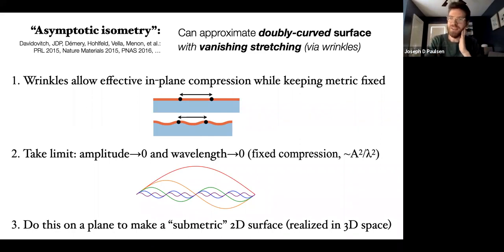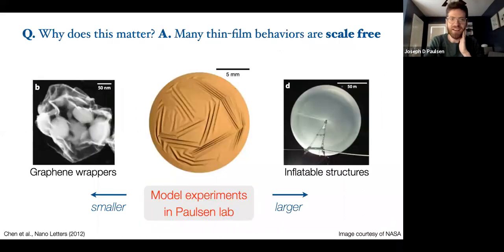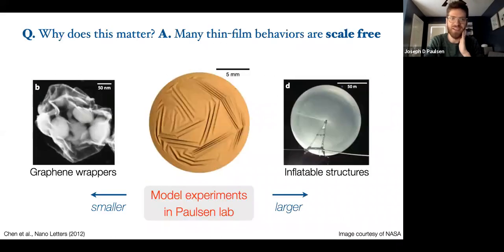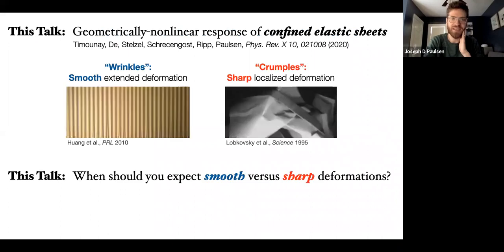Okay, so that's a little vignette. That's most of what I wanted to tell you about thin sheets in general. And now let's jump into wrinkles and crumples in particular. So I'm going to jump past a couple of slides. The second half of my talk is going to be devoted to two particular morphologies that you can see in sheets.